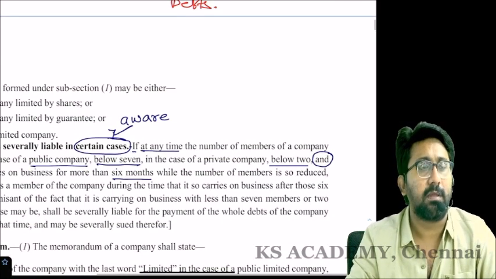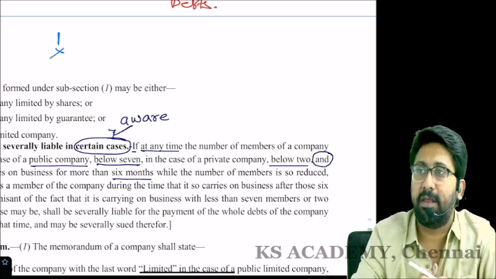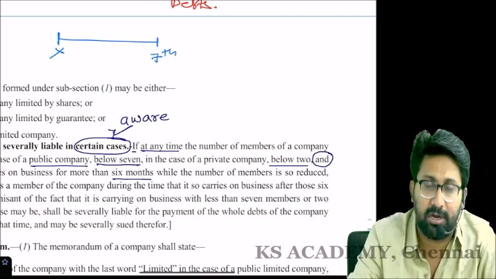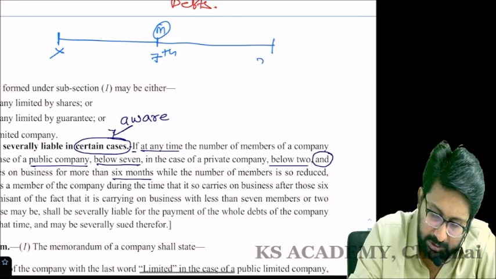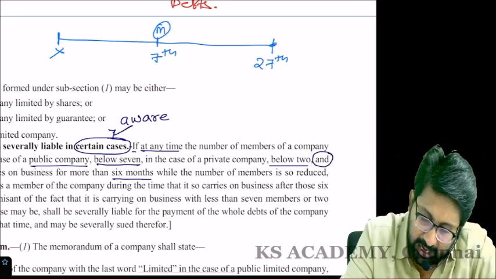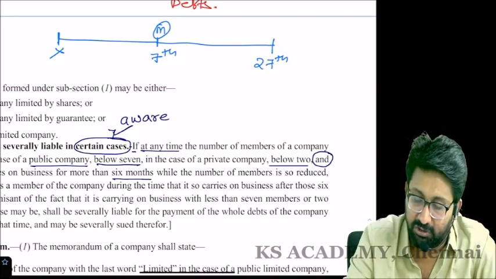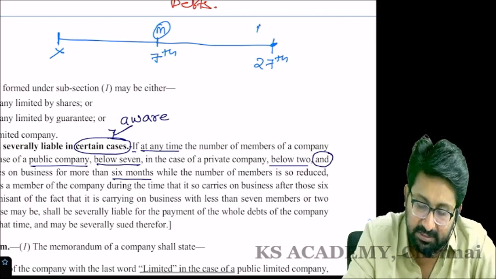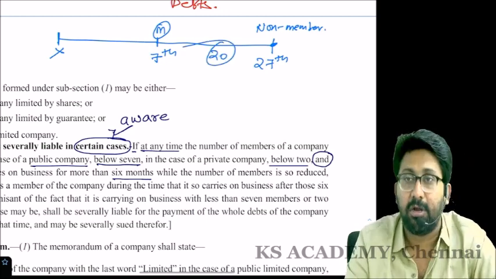Please see here. This is where the company started. Somewhere at the 7th year, I joined the company as a member. I continued for 20 years, up to the 27th year. Clear? And I came out of the company, I sold the shares and withdrew from the company, and I was discharged as a member, simply to say I became a non-member in the 27th year. So I continued for 20 years as a member.